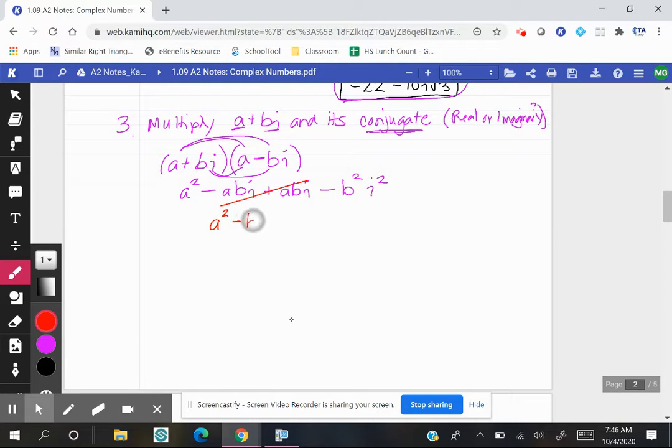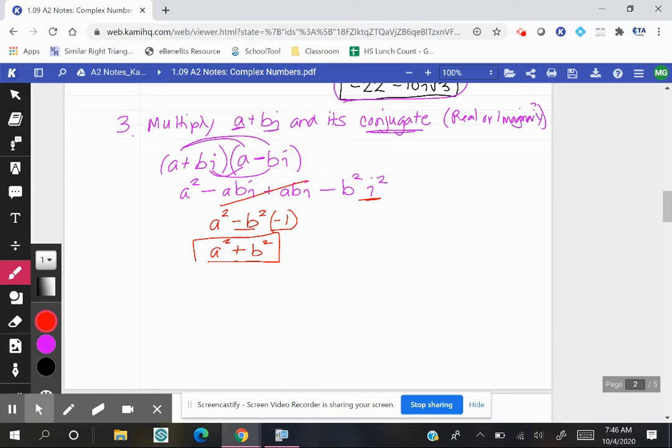I have a squared minus b squared i squared, and I have to replace my i squared with negative 1 since I can only leave it with a power of 1, and that has a power of 2 on it. Okay, so now I have negative b squared times negative 1. Order of operations, I have to do multiplication before I can do the addition. Negative b squared times negative 1 would give me a positive b squared. And I can't combine any like terms from here, so that's as far as I can go.